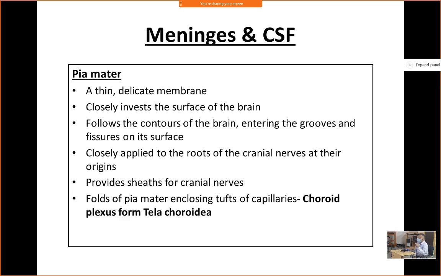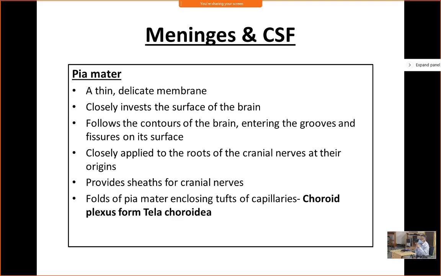Okay. Then come to the pia mater. So pia mater is a thin, delicate membrane. It closely invests the surface of the brain, so it intimately covers the brain tissue. And it follows the contour of the brain, because the brain is not a uniform structure with a uniform surface. It has some convolutions, some depressions and elevations. So pia mater will go inside the depression, then again cover the elevation, then again go inside, then again come out. So it intimately covers the brain tissue.